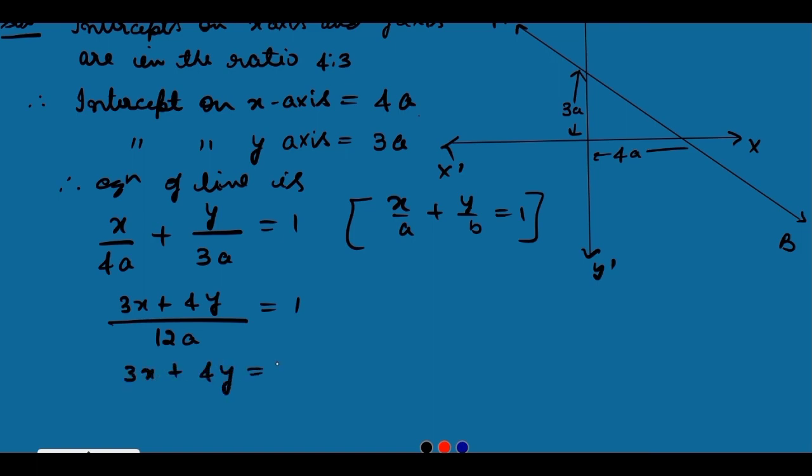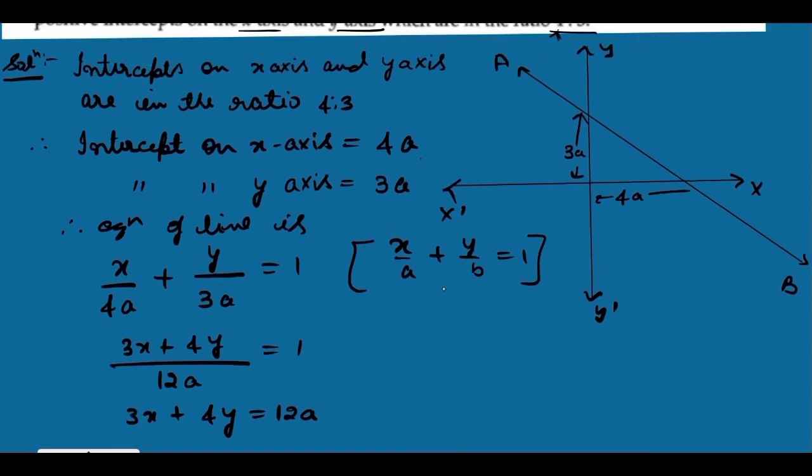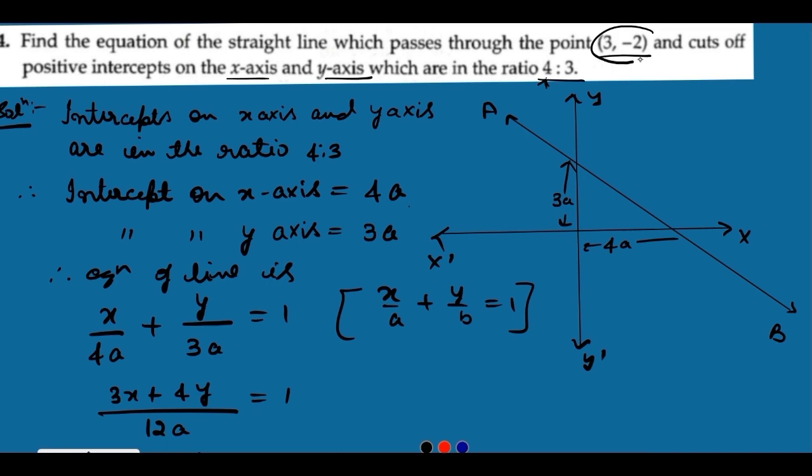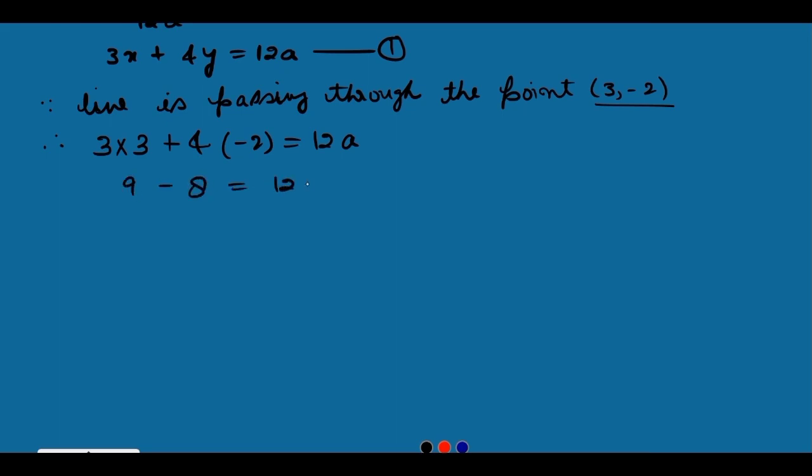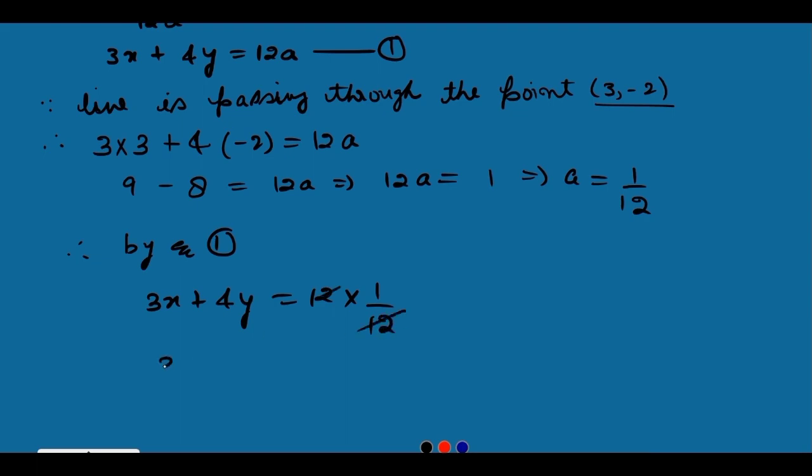3x plus 4y is equal to 12a. Now the line is passing through the point 3, minus 2. It means coordinate of this point will satisfy the equation of line. So substitute these coordinates in the equation of line. In place of x put 3 and in place of y put minus 2, you will get the value of a. A is equal to 1 upon 12. Therefore, equation of line will be 3x plus 4y is equal to, in place of a we are putting the value of a. Equation of line is 3x plus 4y is equal to 1.